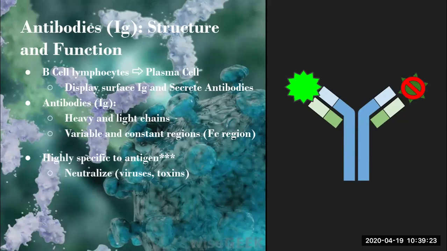They neutralize things like viruses, also toxins. So like the diphtheria toxin or the tetanus toxin, we receive a vaccine of antibodies which are highly specific to those toxoids, and they will bind to it and neutralize it.